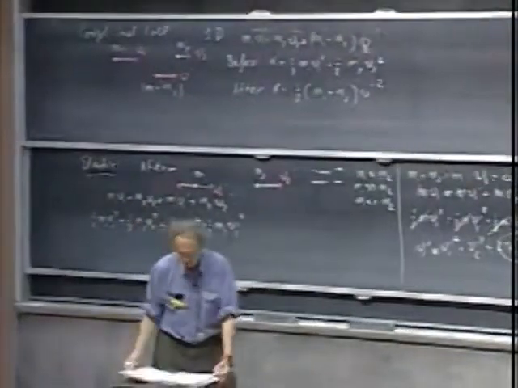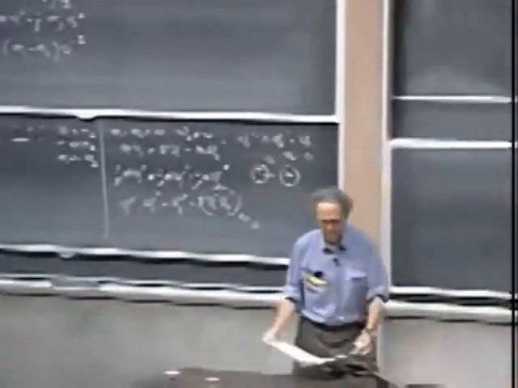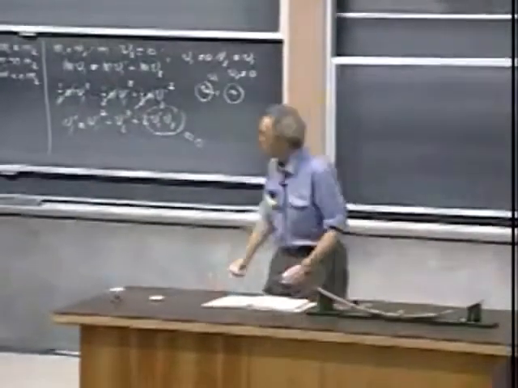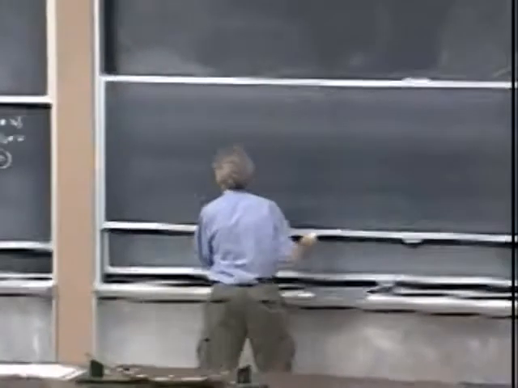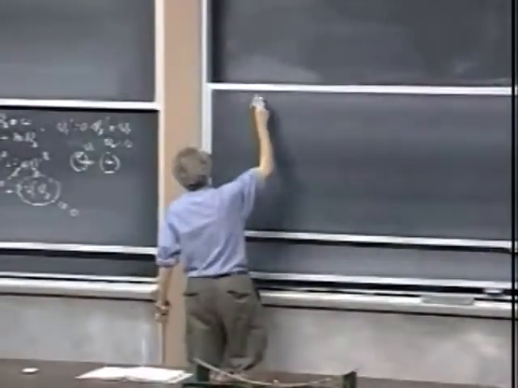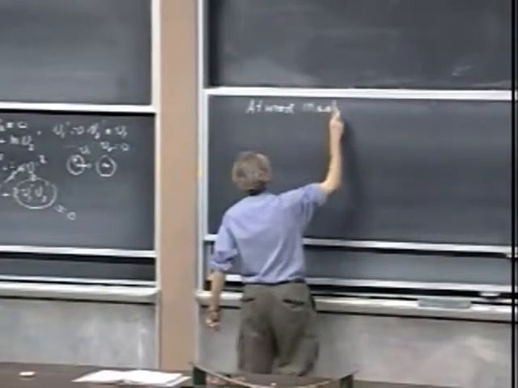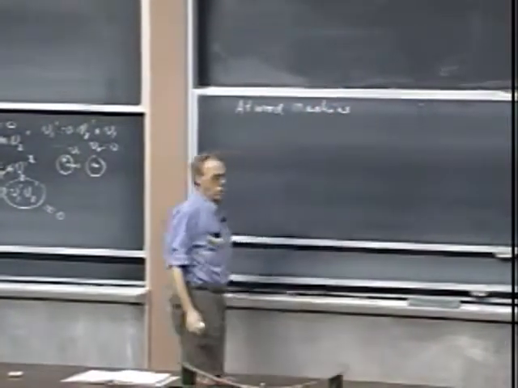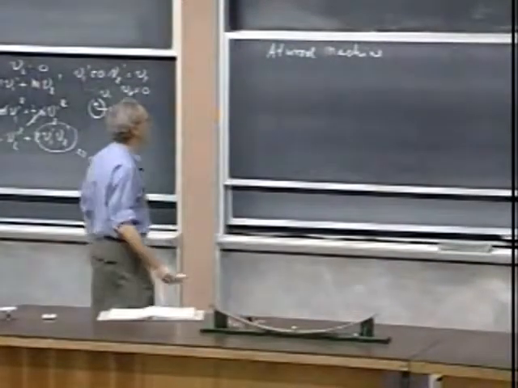All right, let's move on. And let's do something now on torques, angular momentum, rotation, and let's discuss the Atwood machine. The Atwood machine is a clever device that allows you to measure to a reasonable degree of accuracy the gravitational acceleration.